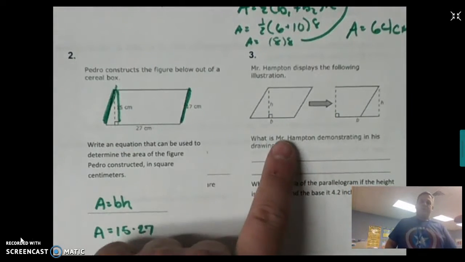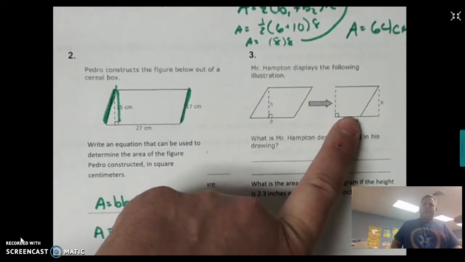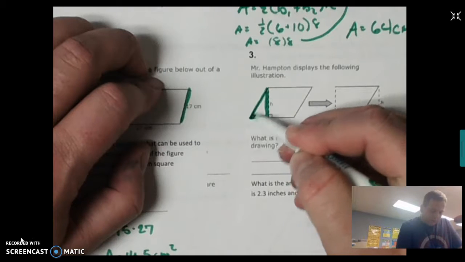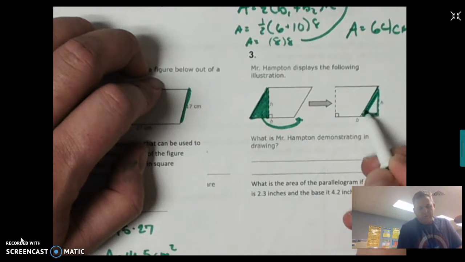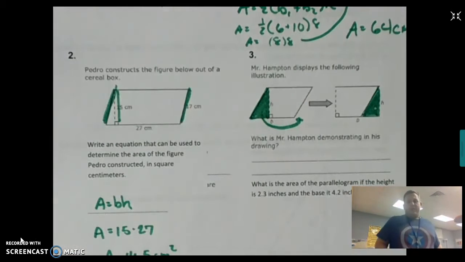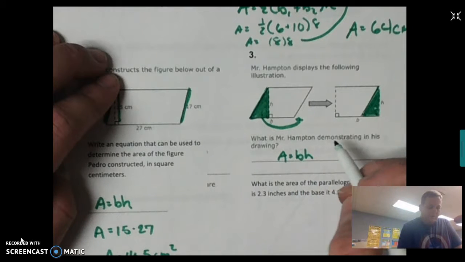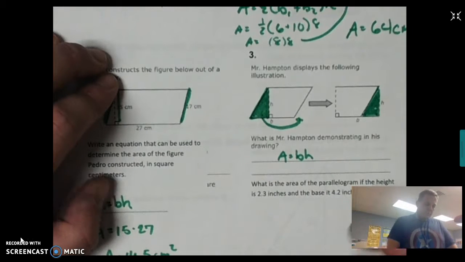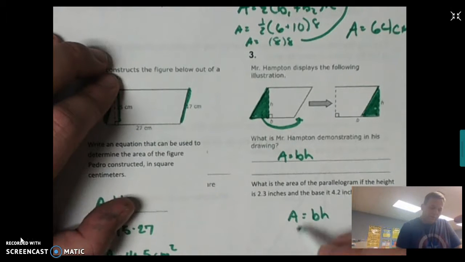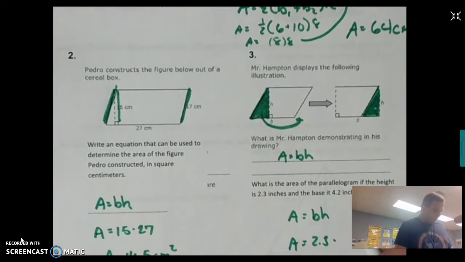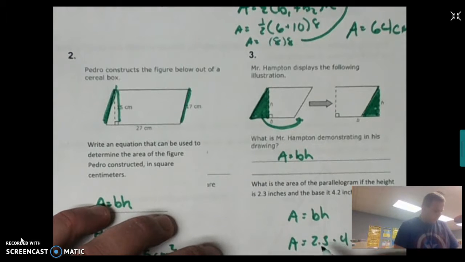Number 3, we go from a parallelogram with slants to a rectangle, and what they want you to see is that you can cut this piece off the parallelogram and move it right there, and you wind up with the same with the rectangle. So they want you to notice, and you already know this, that they have the same formula. Area equals base times height. All we did is move part of it. Down here it tells us the height is 2.3, the base is 4.2, so we have area equals BH. Area equals 2.3 times 4.2. We get 9.66 inches squared.